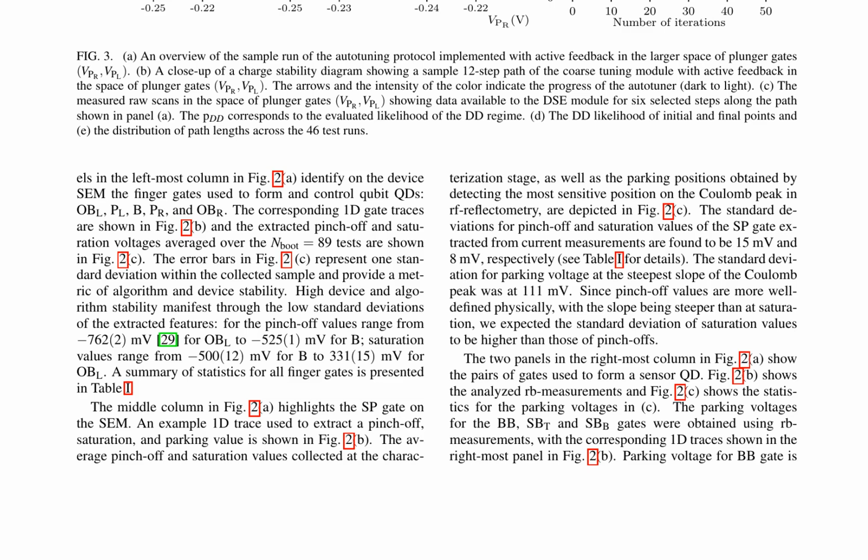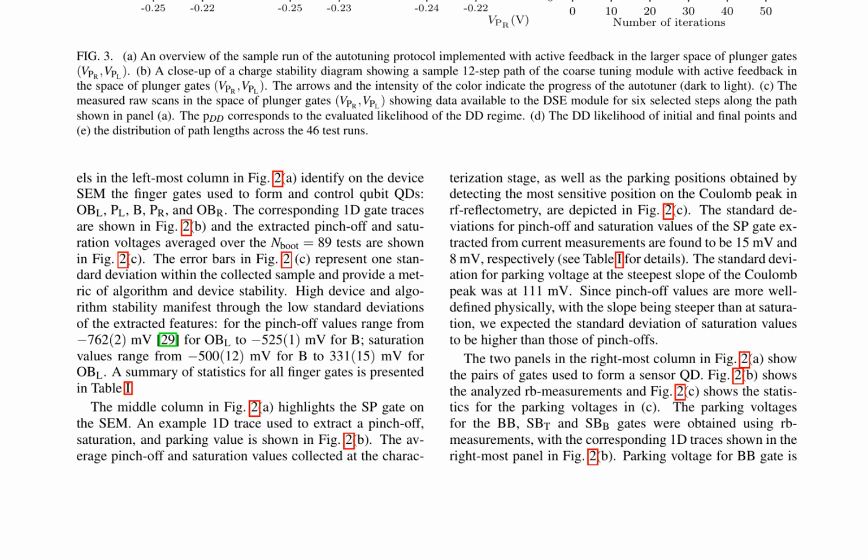The auto-tuning is considered successful if the optimizer converges to a voltage range that gives the expected DD configuration when evaluated by human experts. The evaluation of the tuning algorithm is carried out in two phases: testing the performance of individual steps of the bootstrapping algorithm and performing a series of trial runs of the full auto-tuning algorithm in the V_PR, V_B, V_PL space. The results show high device and algorithm stability, with low standard deviations of extracted features. The navigation algorithm successfully converges to the DD regime, with the evaluated likelihood of the DD regime increasing as the algorithm progresses.